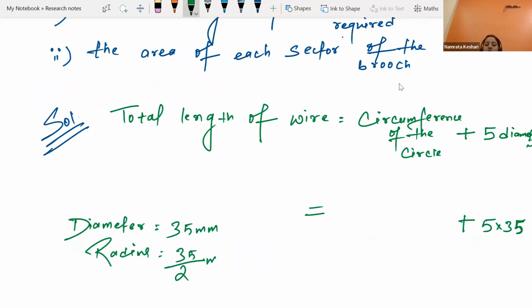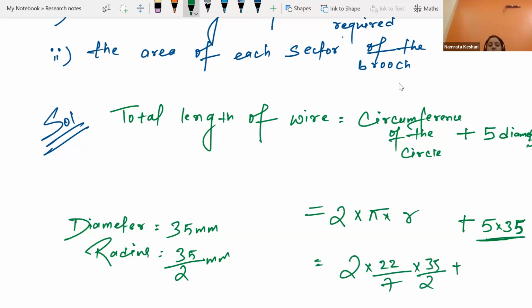If we know the radius we can find the circumference of the circle. Circumference of the circle formula is 2 pi r. Next step, you can put the value. Pi is 22 by 7, r is 35 by 2, plus this you are already having 5 into 35. Please do the calculation and let me know what you are getting.